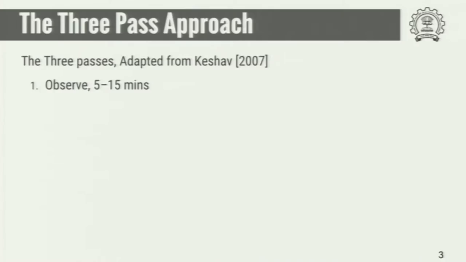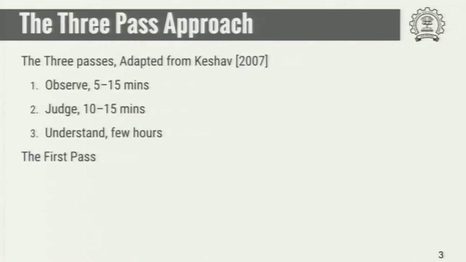Okay. So here is a method given by Professor Keshav from the University of Waterloo, a Canadian university. He has given a three-pass method to read a paper. The first pass, he says, is observe. The second pass is judge. And the third pass is understand. And I'm going to spend some time talking about these three passes.